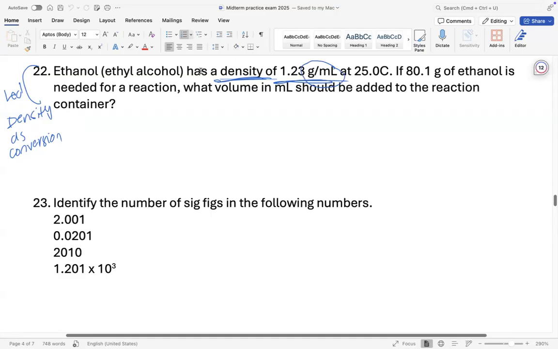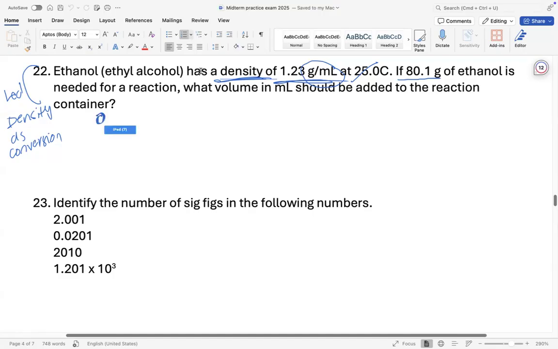I don't want to start with a conversion factor. I want to start with my given. In this case, it's 80.1 grams. This problem, like I said, is written exactly like it is on the test. And in this problem on the test, they give you temperature. You don't need temperature though. So when you see this density problem, go to the temperature and cross it out. It's not a number you need. It's there to throw you off.